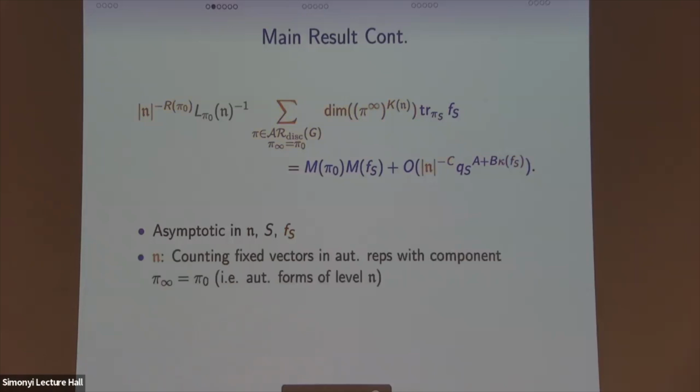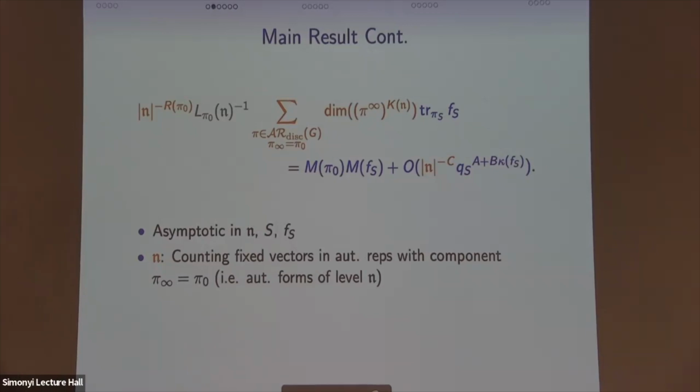Okay, so what is the n doing in here? What is this sum over here? In this sum, we're looking at all automorphic representations with the component at infinity matching a certain pi 0. Then we're looking at the fixed vectors of the away-from-infinity part on the level subgroup determined by n. So what we're doing here is counting fixed vectors in automorphic representations with a certain condition.